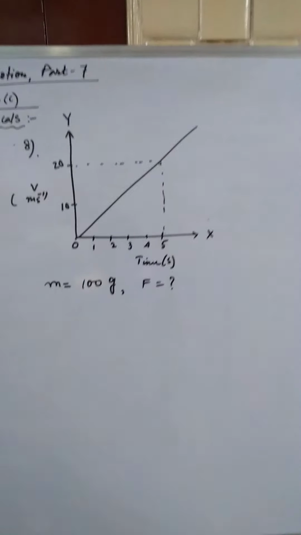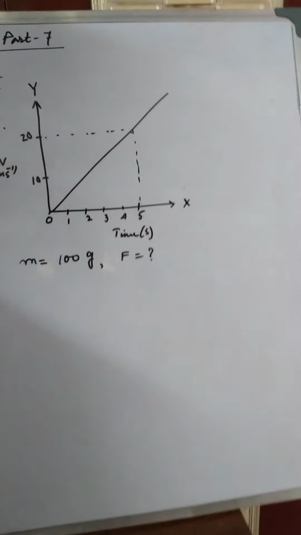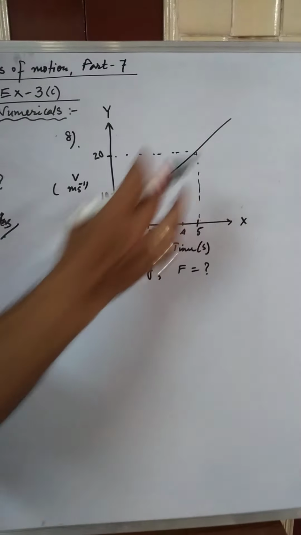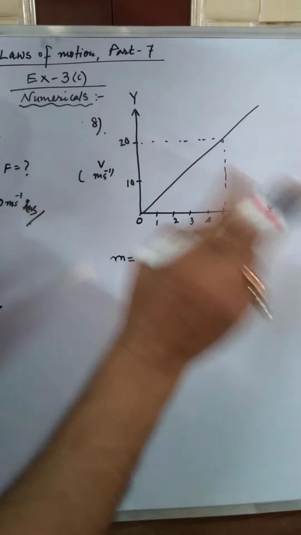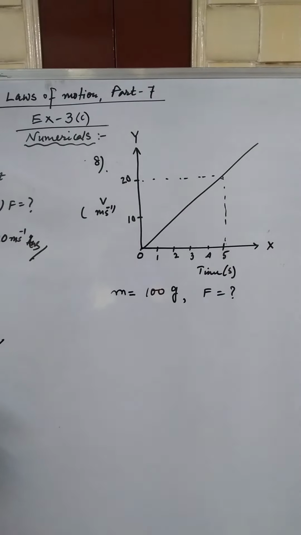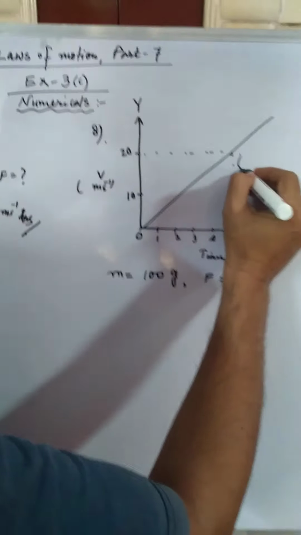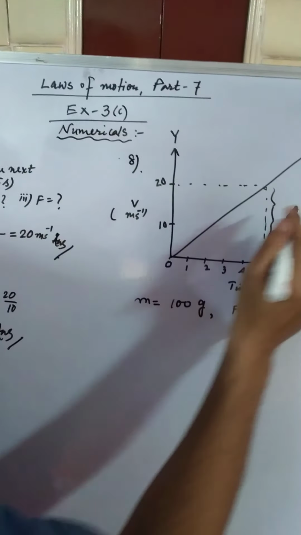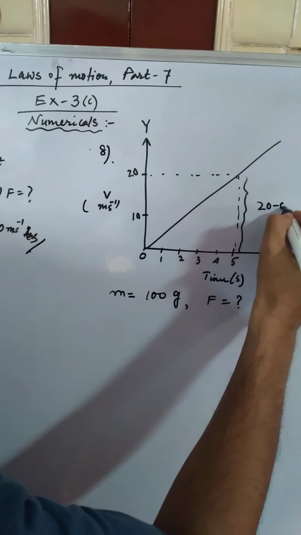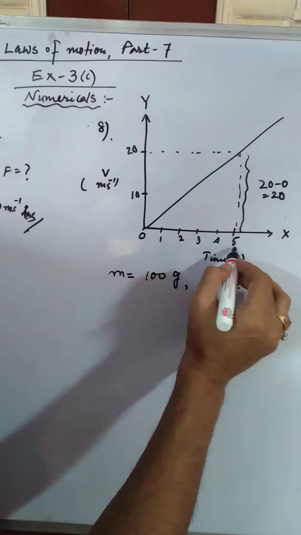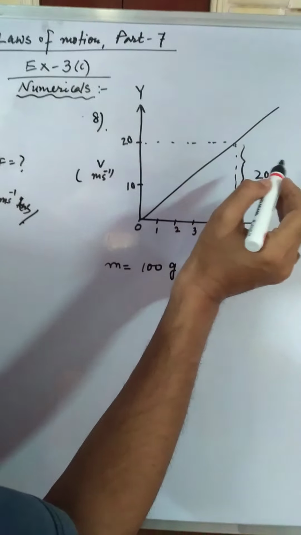Now this question is very simple. You have to find out the slope of the graph. The slope of this velocity-time graph, you know about that. The velocity-time graph gives you the value of acceleration. Here it is the slope. Now what is the value of this part? You see that 20 minus 0, so it is 20. And what is the value of this one? 5 minus 0, that is 5.